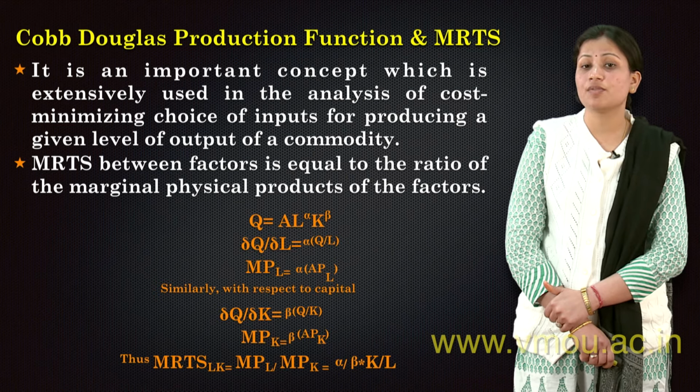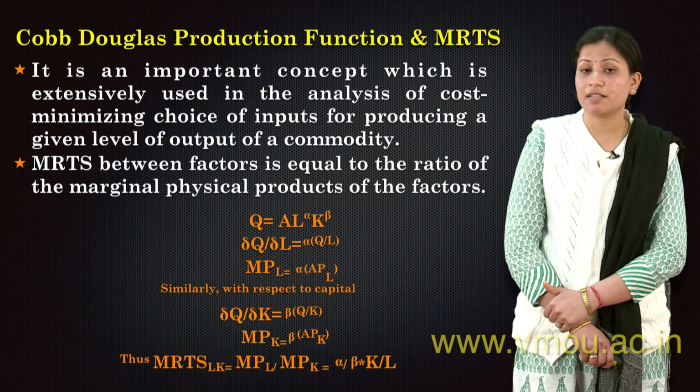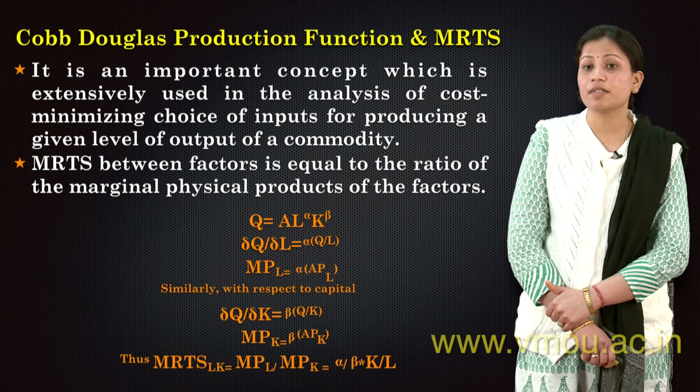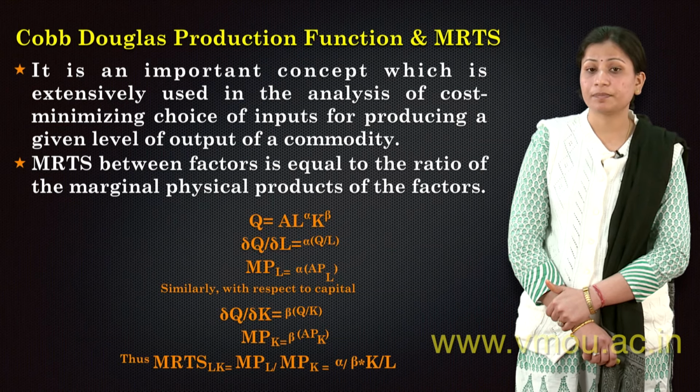As this mathematical notation makes clear, if there is a given function Q equals A L raised to alpha K raised to beta, and you take the first order derivative with respect to labor, which shows the marginal productivity of labor, it will equal alpha bracket average productivity of labor.